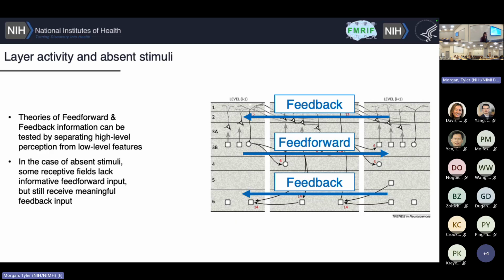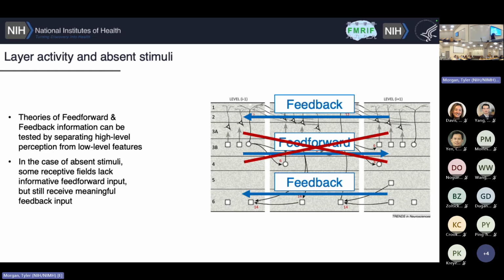So theories of feed-forward and feedback information can be tested by both separating high-level perception from low-level features, and also in some cases actually removing stimuli in order to test expectations when feed-forward information is not really met the way that we would like it to be. And we can kind of think about this as designing experiments where now when we have really high resolution fMRI, we can look at all of these different layers.